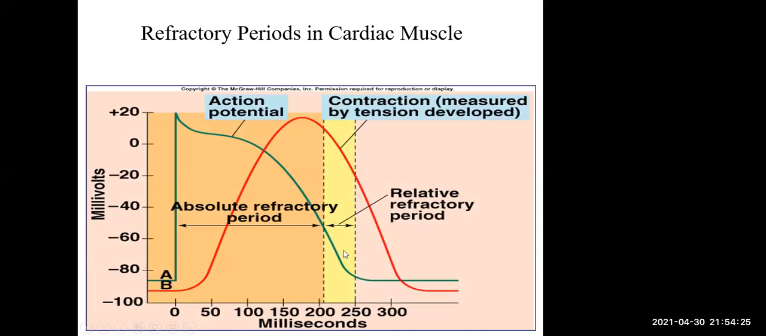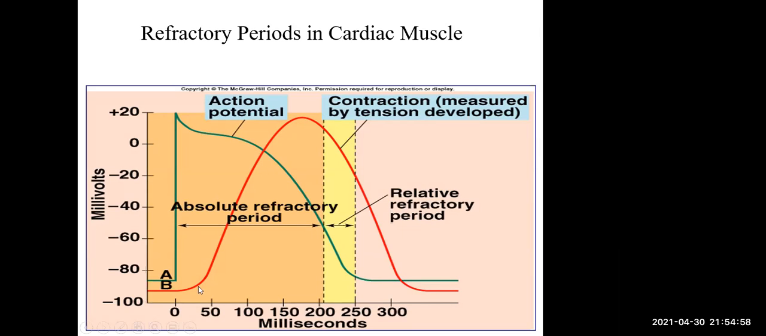Whereas in the cardiac muscle, just for comparison, I have given here, the action potential in the cardiac muscle has a longer duration, nearly 300 milliseconds. Whereas in the skeletal muscle, it is 2 milliseconds. Here it is nearly 300 milliseconds or 250 milliseconds. Okay, the absolute refractory period, if you look, is longer than the relative refractory period. And the red line indicates the contraction and relaxation of the cardiac muscles.